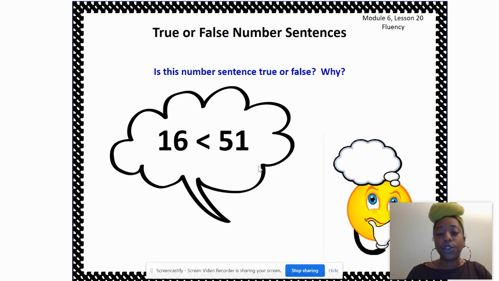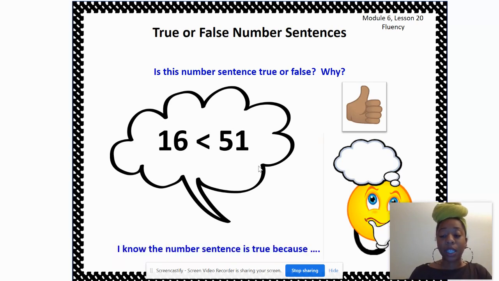Is this number sentence true or false? 16 is less than 51. Let's look at the tens place. 1 ten in 16, 5 tens in 51. I know that 1 ten is less than 5 tens, so I'm going to show a thumbs up. Nice work. I know the number sentence is true because 16 is a smaller number than 51.